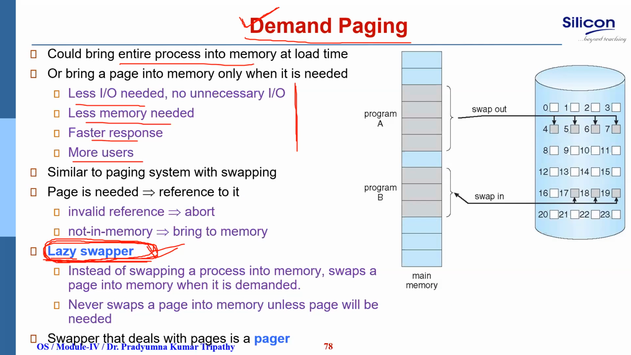So the program is stored over here. This part is taken out and another part is loaded over here. You can see that a new program is loaded, and a part of program B is loaded, while program A is taken out, swapped out.